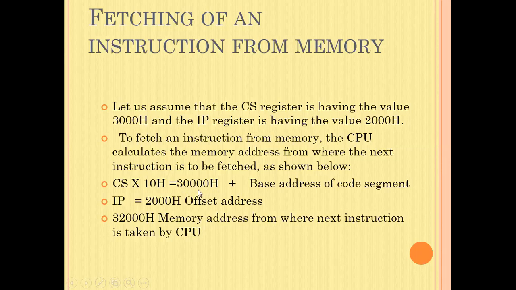This is a 20-bit address. Plus, it is going to be added with the IP, which is 2000H. When these two are added, we get 32000H. This is a 20-bit address. This is going to be the physical address. With this address, we access the particular byte in the code segment.